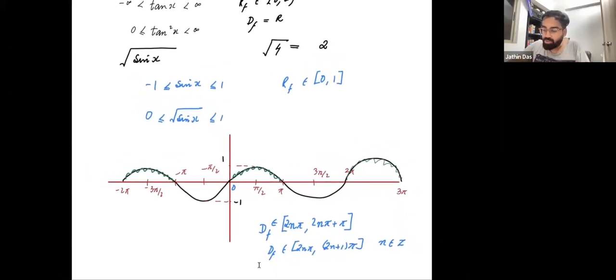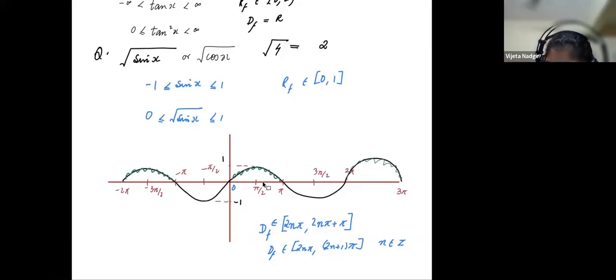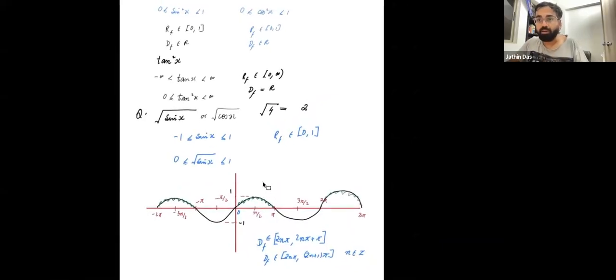And the same thing goes with root of cos x also. Exact same thing. Okay. Clear? Can I go to the next?